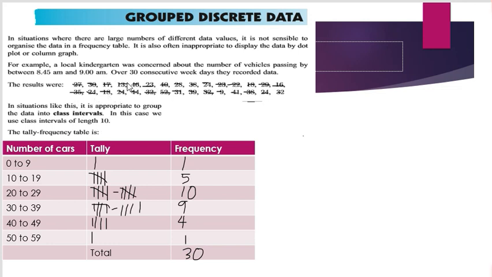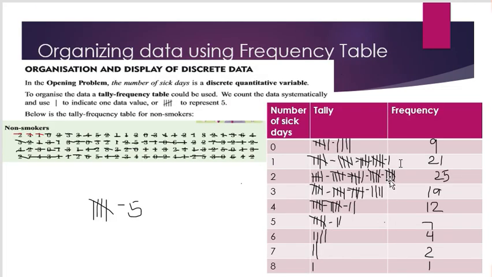It says 30 consecutive weekdays. Okay, so this is actually 30. So that's how we do a frequency table. Also, if you want to find the mode, median, mean or range, you can actually do that here. If you want to go back and check it, this is easier for finding the mode. The most repeated number is 2. Okay, it has 25 data.